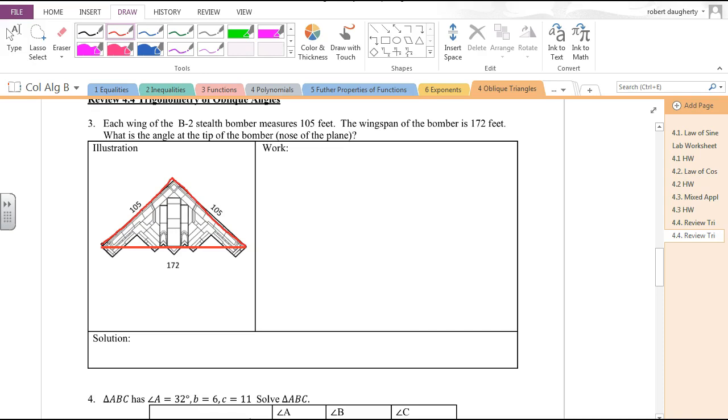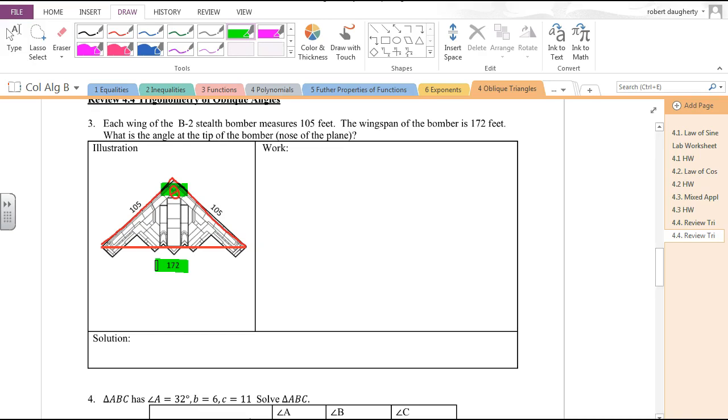The only thing that will work is the law of cosines. I'm going to need to solve for this angle right here. With the law of cosines, I'm looking at the angle and the opposite side. Anytime one of those is missing, I've got to use the law of cosines. I can't use the law of sines because I don't know the opposite angle on the side.